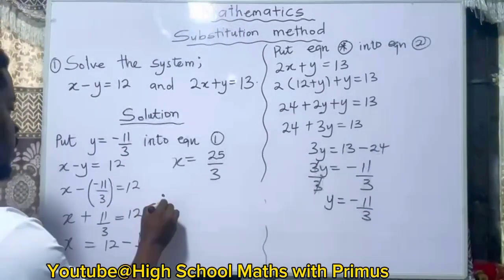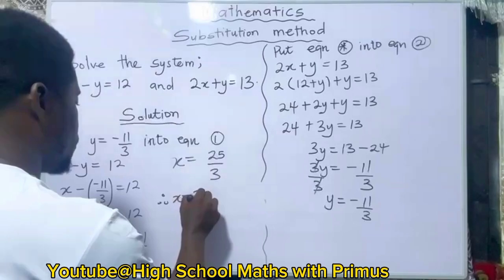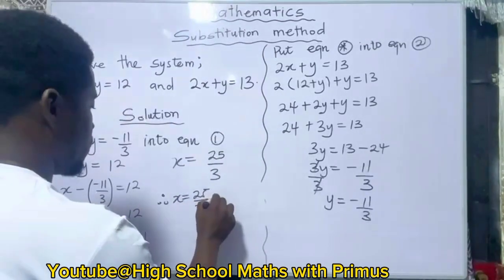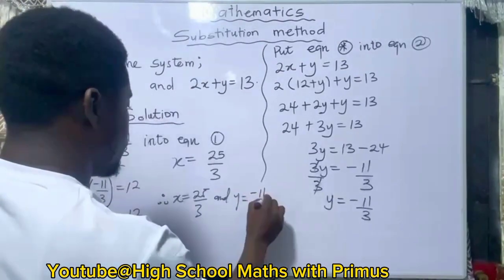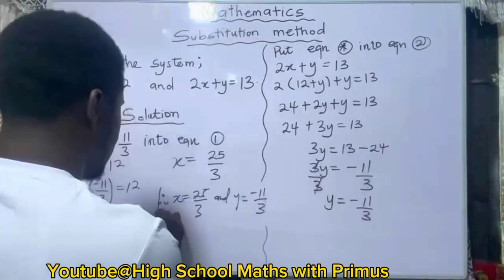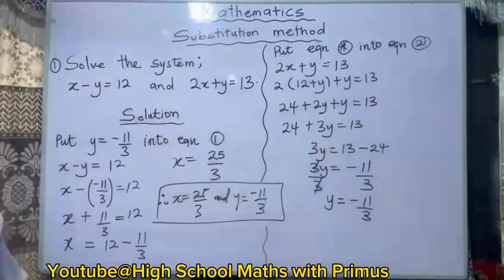Therefore, the values of x and y: x is equal to 25 over 3 and y is equal to negative 11 over 3. This is the final answer. Let's try a second example.